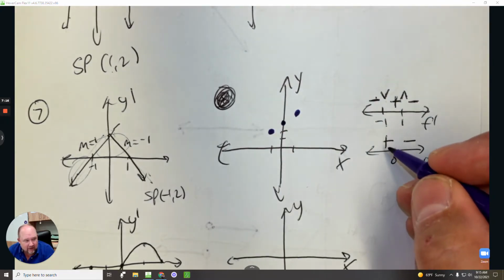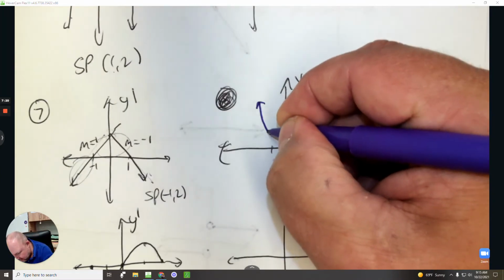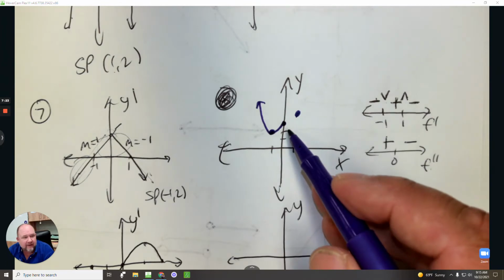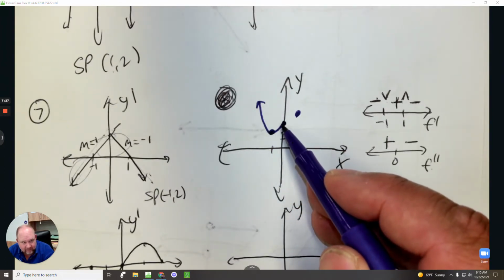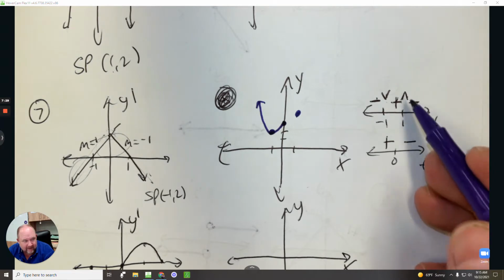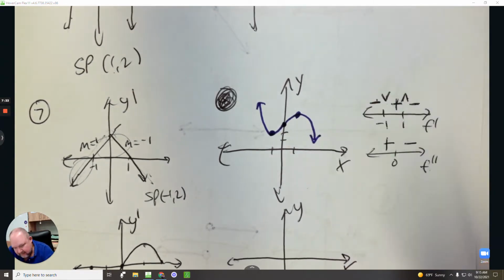So it is concave up. So it decreases concave up, and it stays concave up to the point of inflection. So it decreases, creates a minimum, and then we stop. Now it's concave down, and it goes through a maximum. And there's your graph.